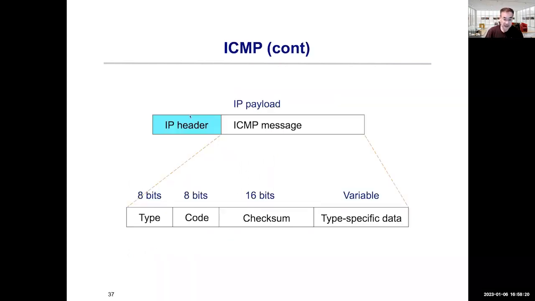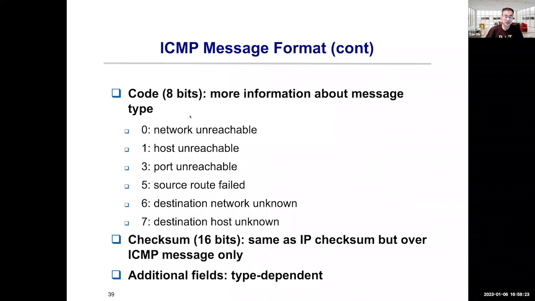So that's the types. What about the code? For the code, we're looking at more information about the type: is it network unreachable, host unreachable, port unreachable, source route fail, destination network unknown, destination host unknown, those kinds of things. It's more of the network troubleshooting. There's a checksum, and there's an additional field, which is type dependent as well. Okay, so it's different from types and the code, right? And the code tells you more detailed information about what has failed.